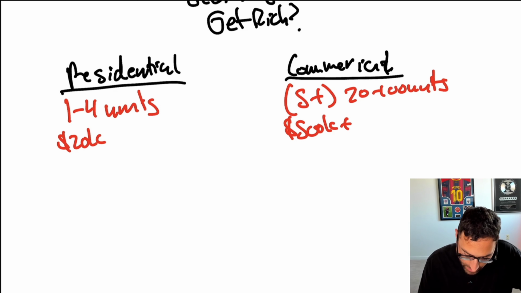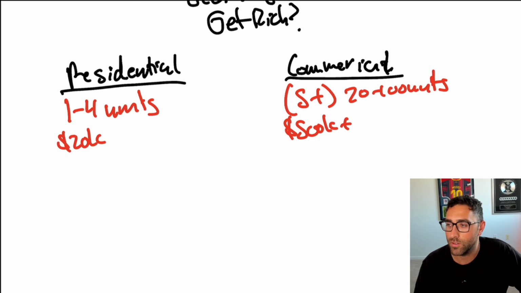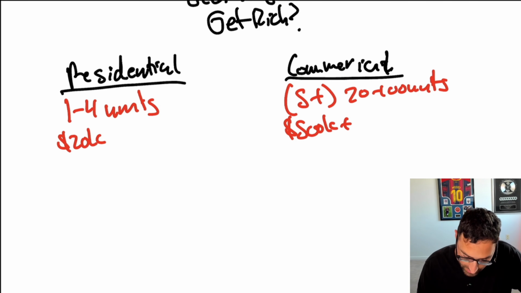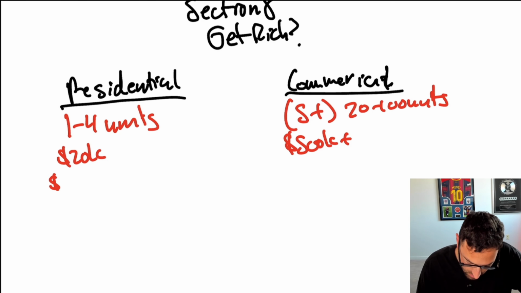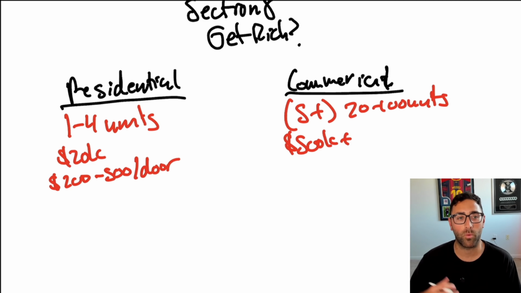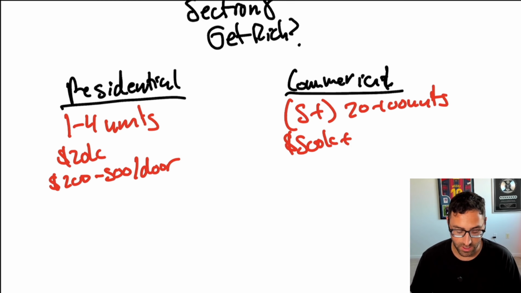Now let's talk about ROI for both of these things. Residential, single-family home rental properties, you can expect to make around $200 to $500 per door. The problem is you only typically have 1 or 2 doors. It's really tough to find a triplex or a fourplex, all that kind of stuff, right? So you're really going to be looking at 1 to 2 units, and $200 to $500 per door.